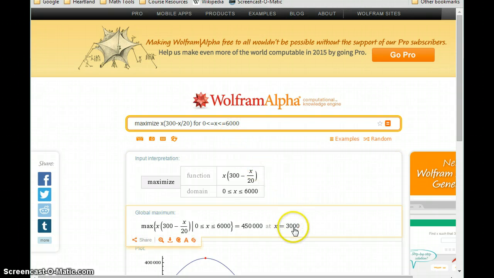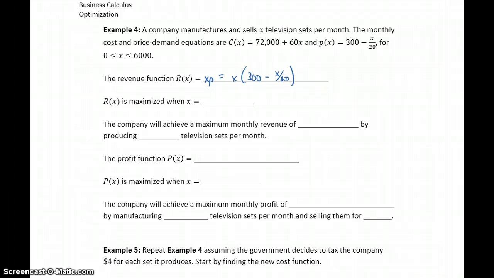So in this case, R of X is maximized when X equals 3,000 with a maximum function value of 450,000. So R of X will be maximized when X equals 3,000, meaning our company will achieve a maximum monthly revenue of $450,000 by producing X equals 3,000 television sets per month.